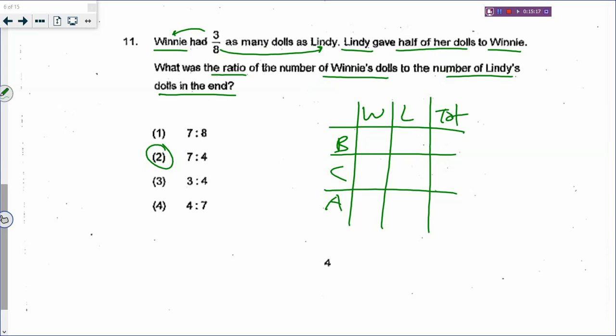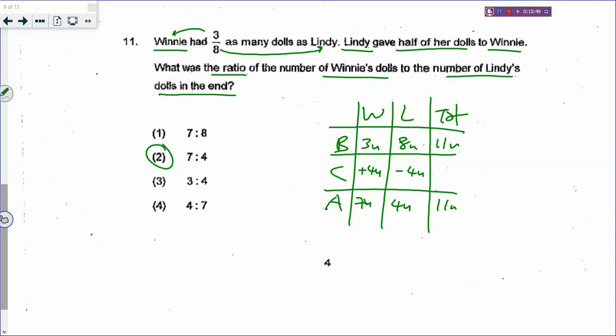So for example, Winnie has 3, so that is 3:8. Lindy has 8, and I call them units. So total is 11 units. That is their before, or at first. Lindy gave half, so you divide by 2. So Lindy must have given 4 units to Winnie. So Winnie takes 4 units, and then how many do they have in the end? Winnie will have 7 units, and Lindy has 4 units, and the total is unchanged.